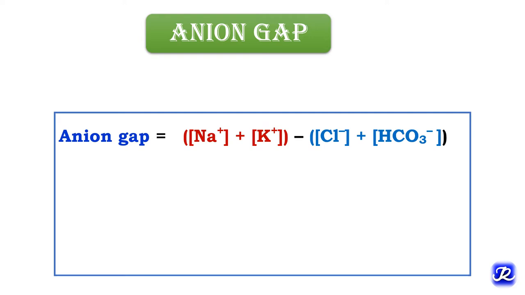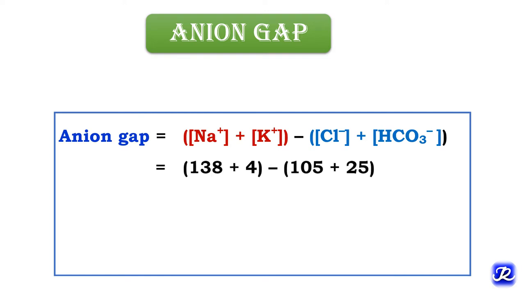So sodium and potassium represent the measured cations in the plasma, and chloride and bicarbonate represent the measured anions in the plasma. Actually, to maintain electroneutrality in the plasma, the cation and anion levels should be equal. Sodium and potassium represent 95% of cations, and chloride and bicarbonate represent 80% of anions. So the gap, or the difference between these cations and anions, is the anion gap.